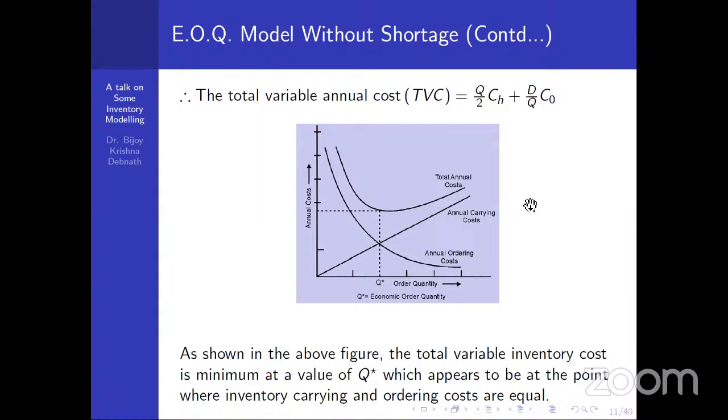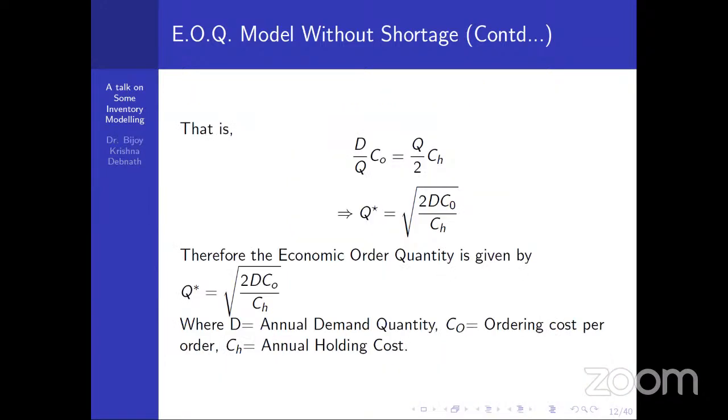So this is a trade-off, or payoff, between ordering cost and holding cost, and we get the optimal value at the point Q star. Also, this calculation can be done by the derivative test. If you first set these two equal, we get the optimal Q star, and this is root under twice D C naught by CH, and that is called the optimal economic order quantity, right?